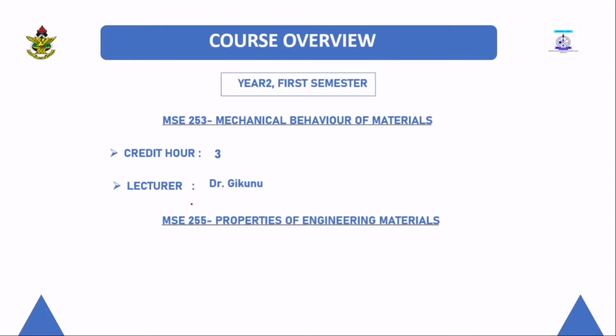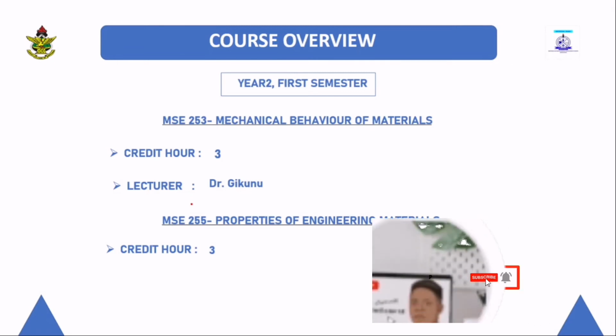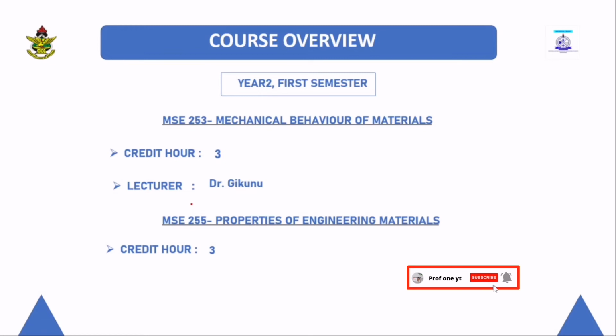Now, the next course we're going to talk about is Properties of Materials, or Properties of Engineering Materials. This is a 3 credit hour course, and it's one of the interesting courses I love, because it takes all the properties of materials. You go to light, magnetic property, electrical property, thermal property, all the properties of materials. You'll go briefly through it, and it's very interesting.